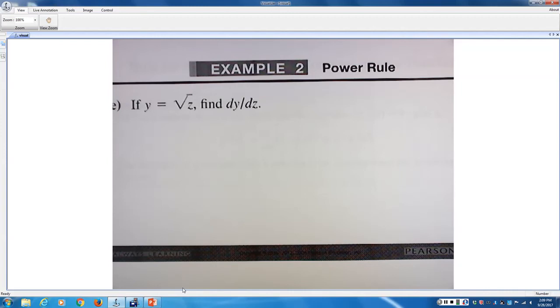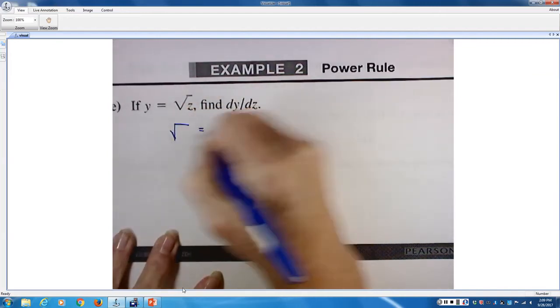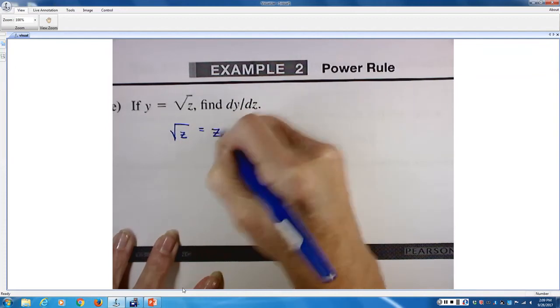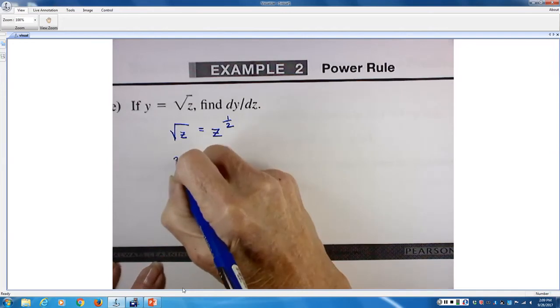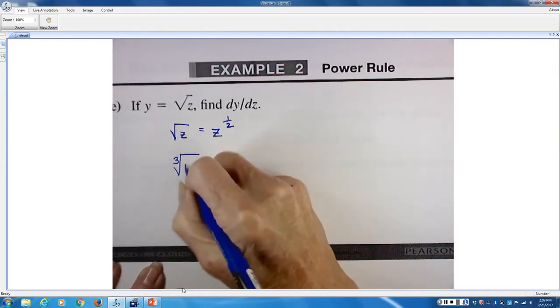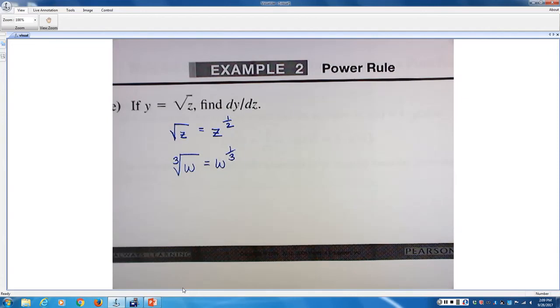So we snuck a fraction power in on you on the last one. They could have written that as a radical, but they didn't. This one is a radical. Anything to the 1/2 power is the same as the square root. If this had been the cube root of w, that would have been w to the 1/3, okay? So if you got a root, turn it into a power, because you got a power rule. The power rule is easy.